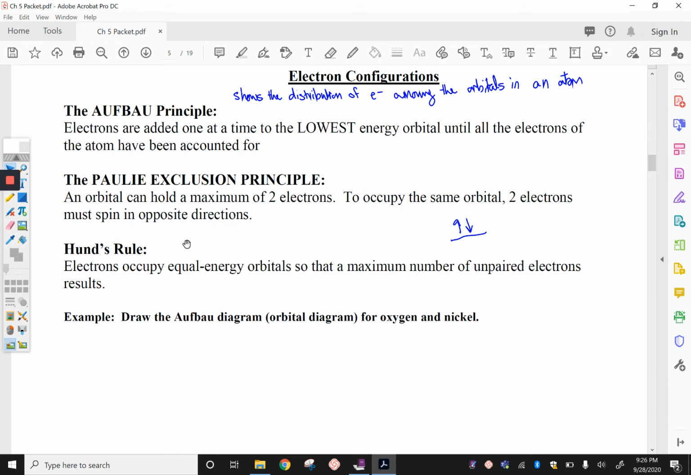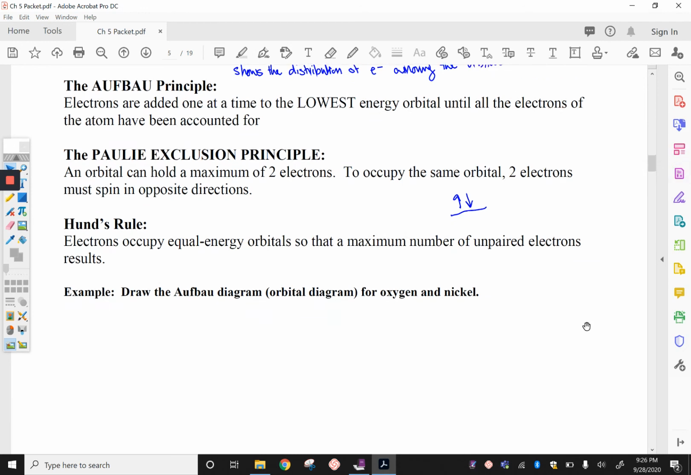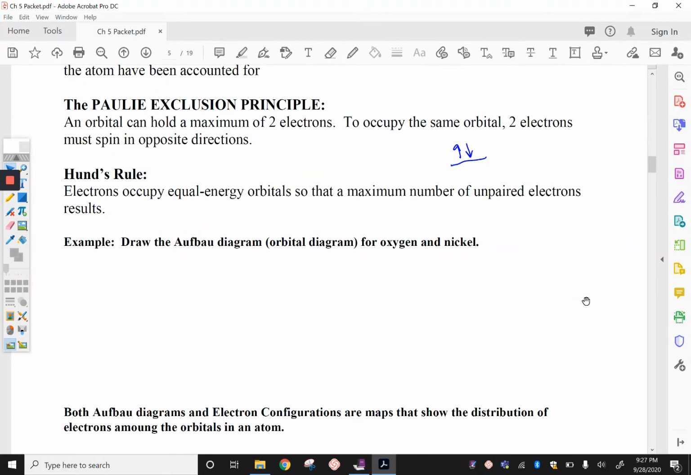And then finally, Hund's rule, which says electrons occupy equal energy orbitals so that a maximum number of unpaired electrons results. What does that mean? So let's say I have a 3d sublevel that has 5 orbitals, right? And so 5 orbitals, I can hold up to 10 electrons, right? Well, let's say I only need to fill in 6 electrons.